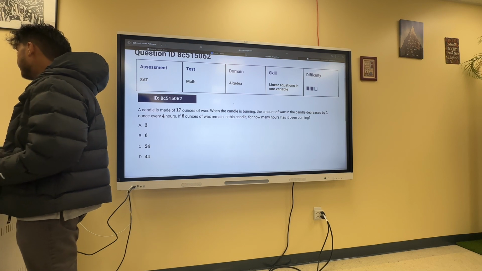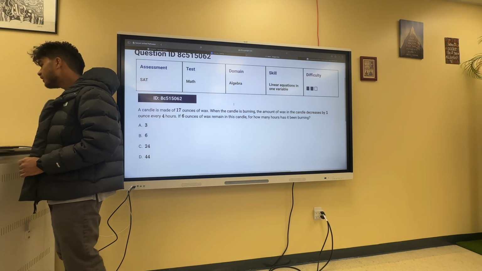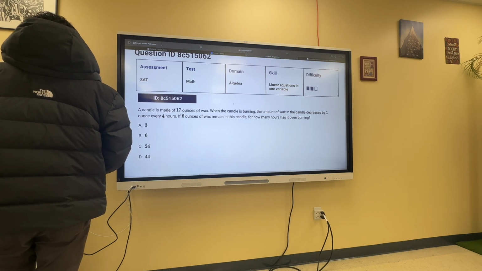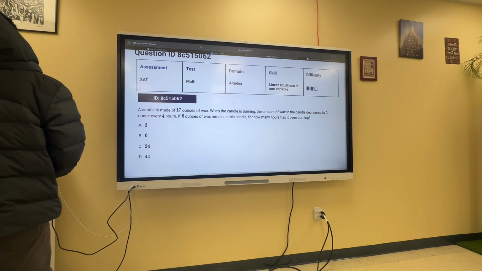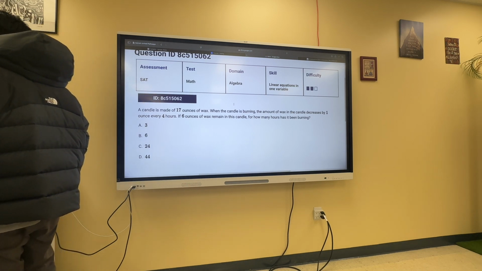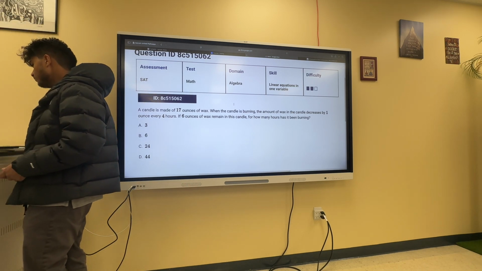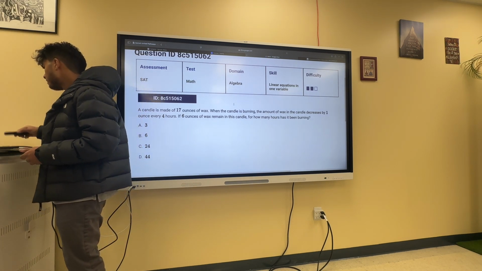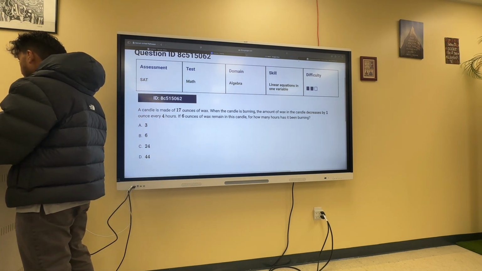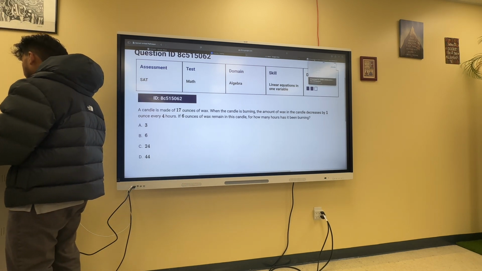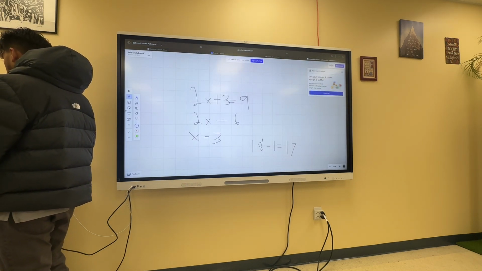A candle is made of 17 ounces of wax. When the candle is burning, the amount of wax in the candle decreases by 1 ounce every 4 hours, okay? If 6 ounces of wax remain in this candle, how many hours has it been burning for? So, you want to kind of just make an equation maybe. You can just go back to the whiteboard. So 1 ounce every 4 hours.